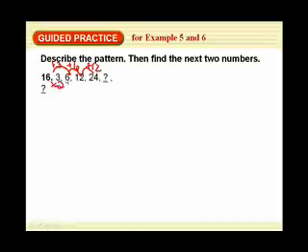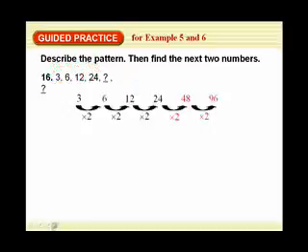3 times 2 is 6. 6 times 2 is 12. 12 times 2 is 24. 24 times 2 would be 48. 48 times 2 would be... How come I can't think of it? 100. Let me just do it twice. Would be 96. My brain isn't working. All right, so let's see what they say. I don't know if I have the answer for this one. Yay, look, I got it right. Woohoo!